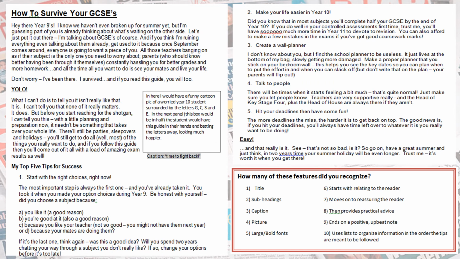Another example of how it might look on the page, you can see the full answer in this case. How to survive your GCSEs. You've got an introduction there, then it uses subheadings, goes on to explain those. In this case it uses some quite detailed bullet points, top 5 tips for success, and you can see how those are written. And then it's got that really positive end paragraph, again using the subheading easy.